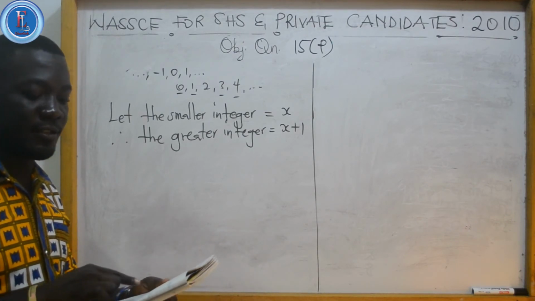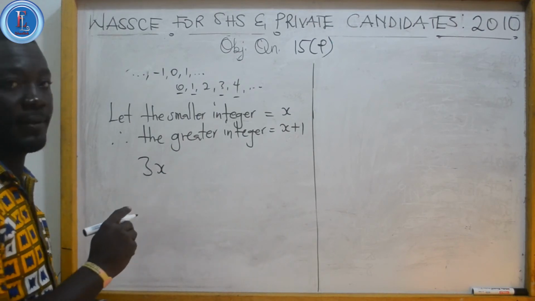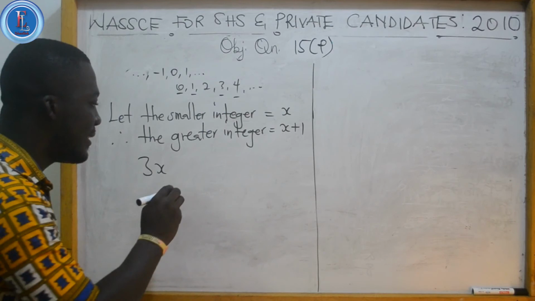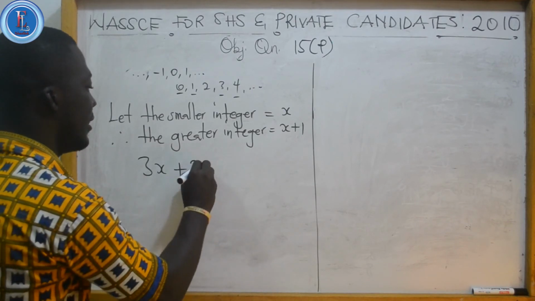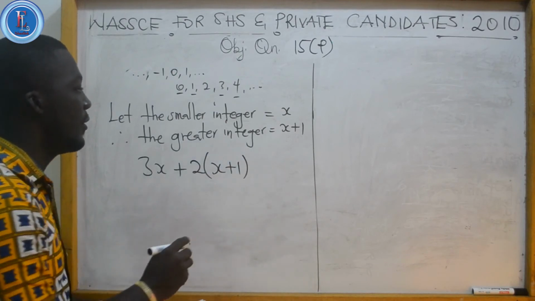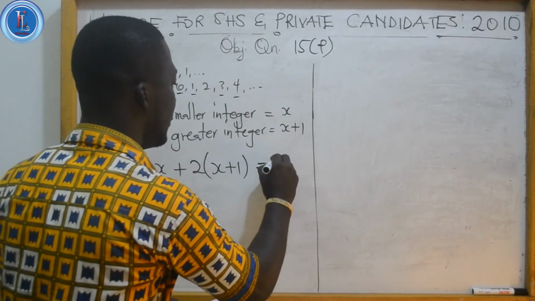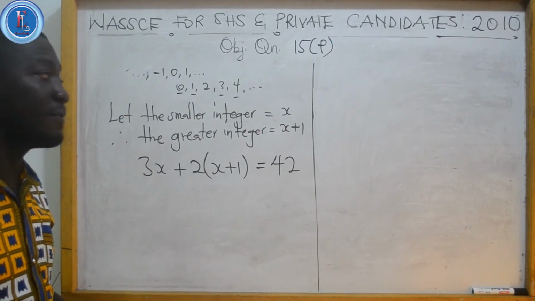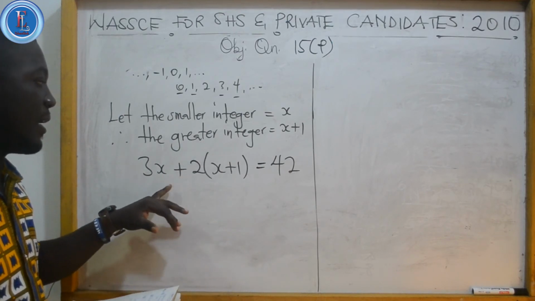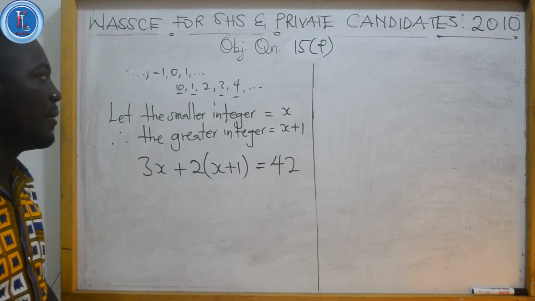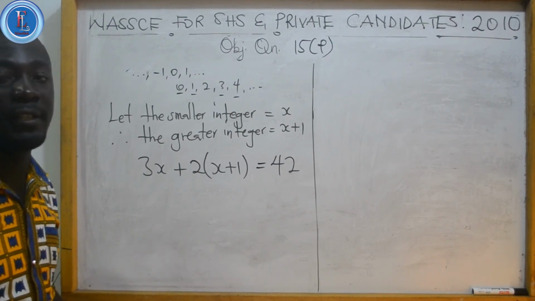Such that 3 times the smaller integer, which is x, added, so addition plus, to 2 times the greater integer, which is x plus 1, is 42, which is equal to 42. So from the mathematical statements that we had, we can put them together to form an equation: 3x plus 2 into bracket x plus 1 equal to 42. Now we have to find x, and after we know the value of x, we add 1 to the value to get the greater integer.